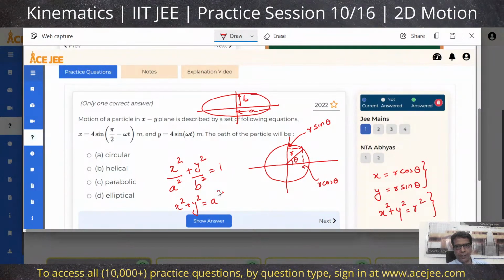Parabola we have already spoken about: x square equals 4ay, or y square equals 4ax, right? We spoke about those equations, right? Yes, sir. Okay, good.